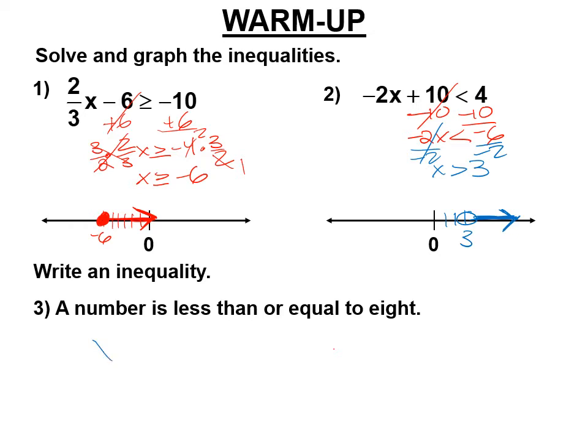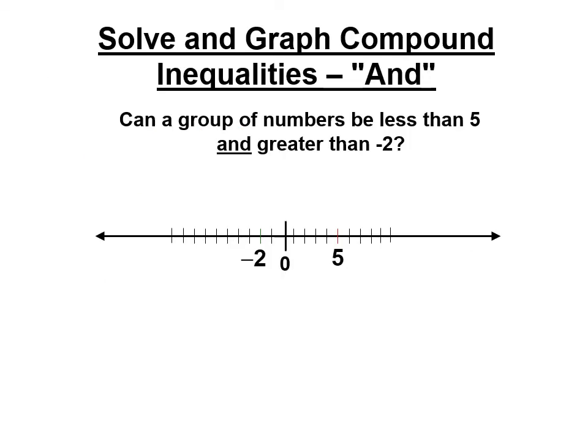A number, let's say x, is less than or equal to 8. Can a group of numbers be less than 5 and greater than negative 2? Yeah. Well, that would be these numbers in the middle there, right? Like 0 is less than 5, and it's also greater than negative 2. And what that's called is a compound inequality. And you'll see this little sort of dumbbell shape in the answers today.